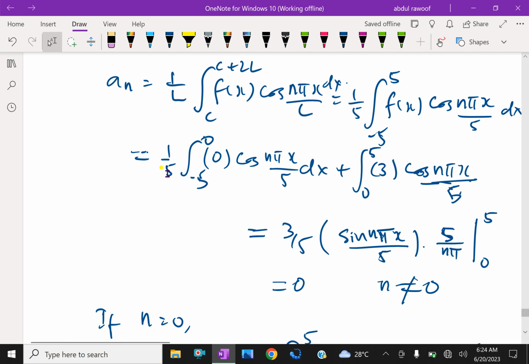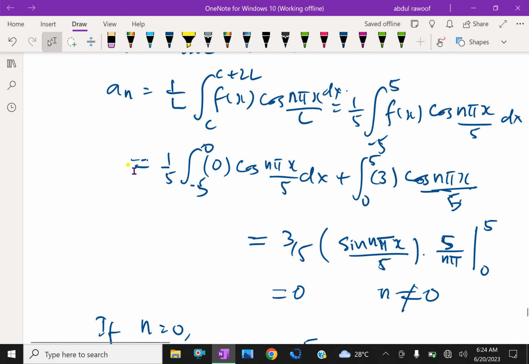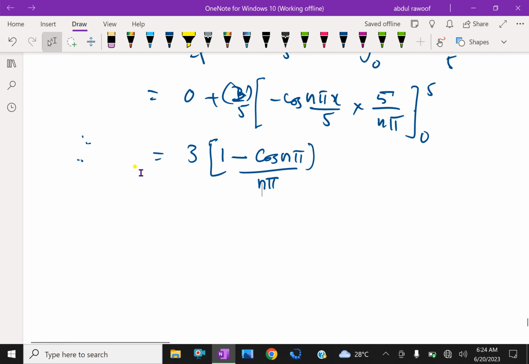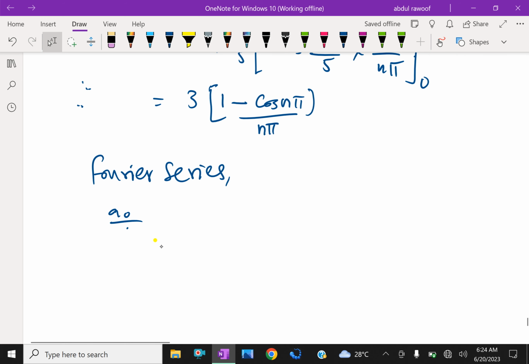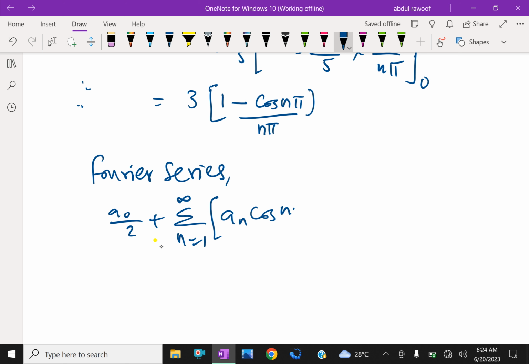Therefore we have three coefficients: a0, an and bn. So we are writing the series. The Fourier series we write with these coefficients is a0 by 2 plus sigma n equal to 1 to infinity of an cos n pi x over L plus bn sine n pi x over L.